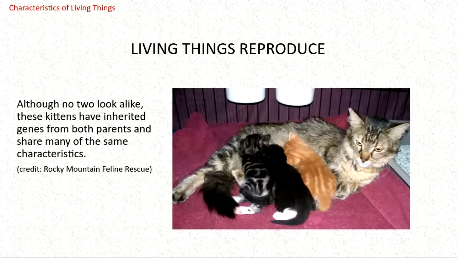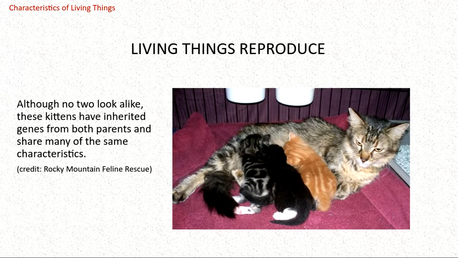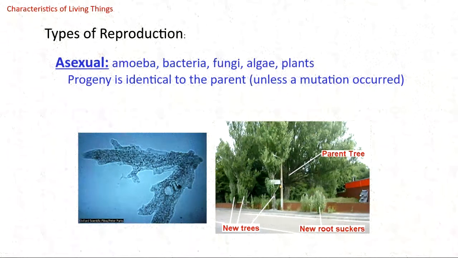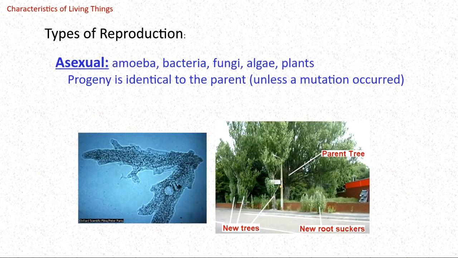Living organisms reproduce. There are two types of reproduction, sexual or asexual. Asexual, like amoeba, microorganisms, bacteria, algae, some plants. And the progeny is identical to the parents unless some mutations happen. On your left is an amoeba. It's a monocellular organism, and it reproduces asexually. Sexual reproduction is in most organisms, and it involves specific cells, sexual cells that we call gametes, sperm and egg.